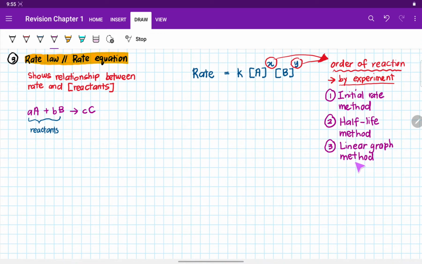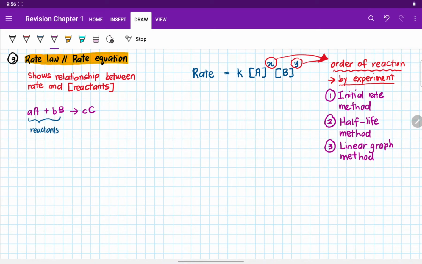Yang mana kita mesti dapatkan linear graph. Okay, macam mana kita nak dapatkan linear graph? Apa yang kita kena plot? Kita akan plot berdasarkan kita punya integrated rate equation. Kejap lagi. Okay, now. So, yang tu nanti saya akan explain later. Okay, so this is the order of reaction. So, ingat dia bukannya berdasarkan A dan B dekat sini, tapi berdasarkan 3 cara ni untuk kita tentukan.